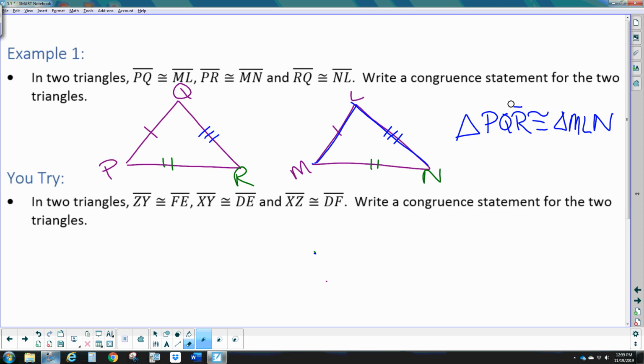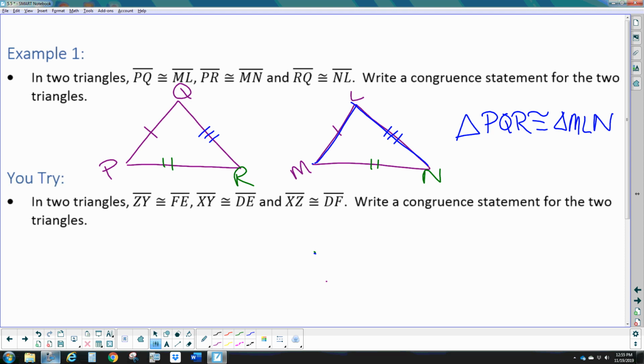That's another reason I like to draw out my triangles, because I like to draw them in the same orientation. So Q is on top in my first triangle, I'm going to put L on top in my second triangle, because those are the corresponding angles. Now in this statement, all you really know are the corresponding sides. You don't know which angles correspond until you actually write your congruence statement, or in this case, until you actually draw your visual aid.